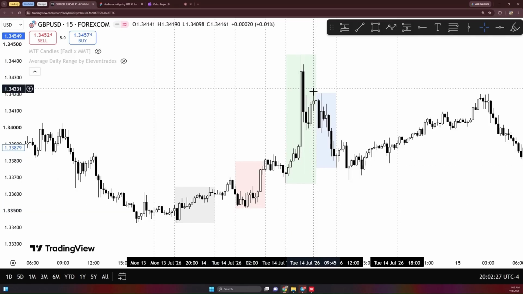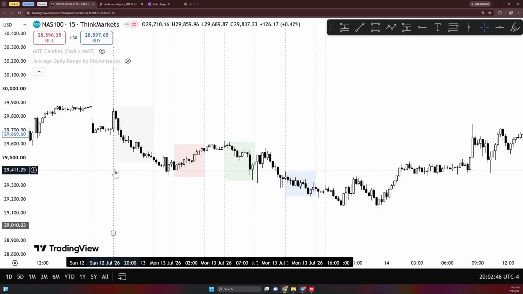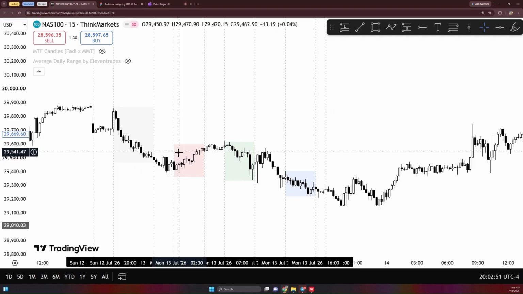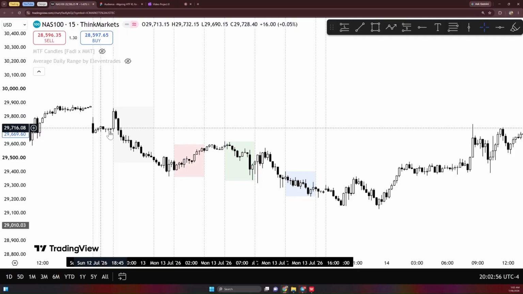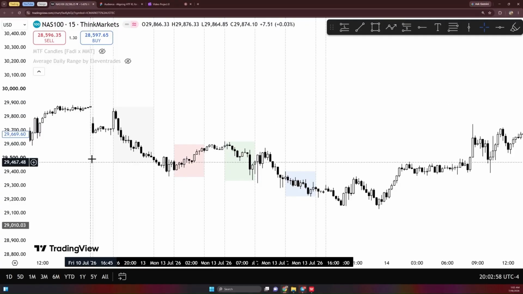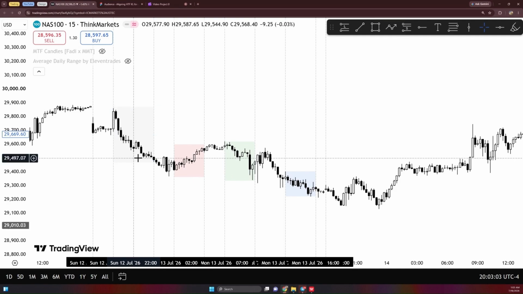All right, let's drop down to indices to outline these kill zones. Here we are on Monday, 13th of July, 2026. The trading day begins at 18 o'clock. You can see this gap, so we are in the Asian session already. The Asian kill zone is from 20 o'clock to midnight, 00 o'clock.